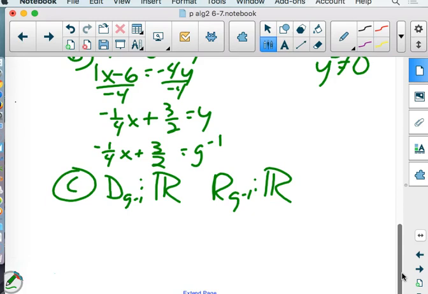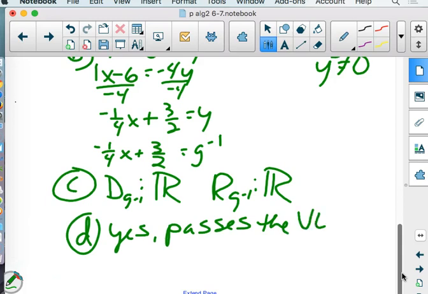And then the last one says, is g inverse a function? And explain. What does this look like if we graph it? It is a line. Is that going to pass the vertical line test? Did we graph a line? Yeah. So, yes, it passes the vertical line test. It's a line. It's x to the first, which tells us this is going to be a line when we graph it. So, that is out of the way.